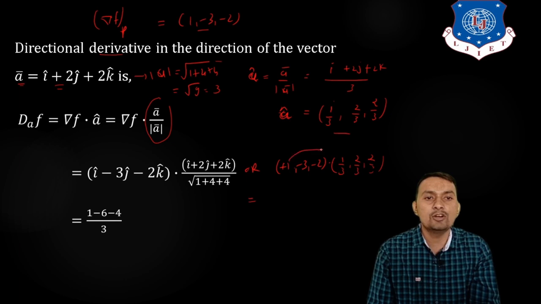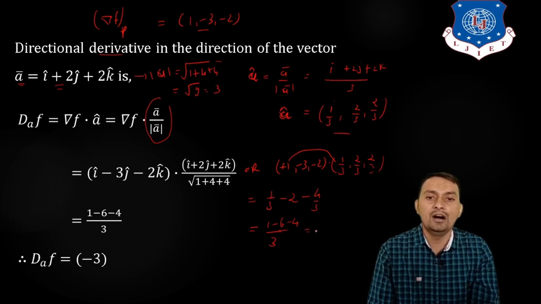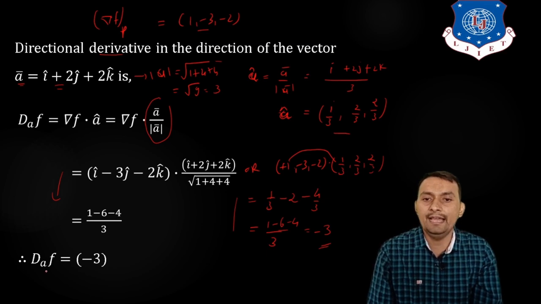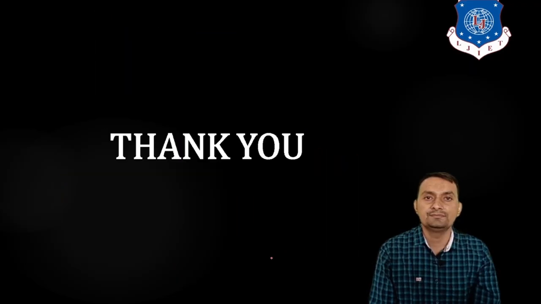When you take its dot product, what do we get? 1 divided by 3 minus 3 into 2 by 3, minus 4 divided by 3. Taking 3 as the LCM, we get 1 minus 6 minus 4, and when you simplify, this is minus 9 divided by 3, so minus 3. So the directional derivative of the function f in the direction a is nothing but minus 3. Thank you.